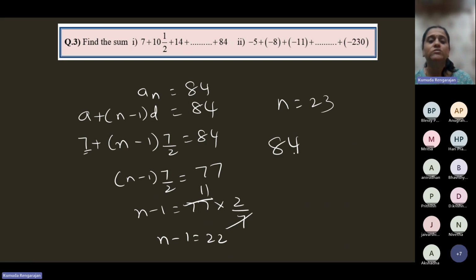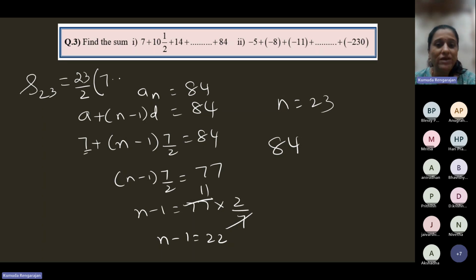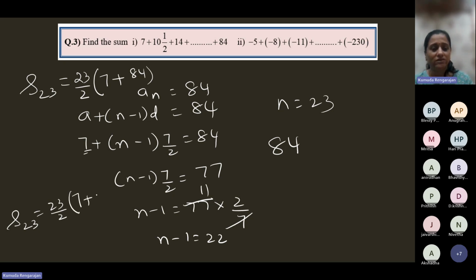That means there are 23 terms in this AP, which means you'll have to find S23. You have to find S23 because there are 23 terms, no? And what is S23? 23 by 2 of the first term, 7, plus the 23rd term, which is 84. You'll have to find the sum, right? Sum meaning sum of the first 23 terms, which is n by 2, 23 by 2, of the first term, 7, plus the last term, that is the 23rd term, which is 84. So like this, you find the sum. Work this out to find the sum.